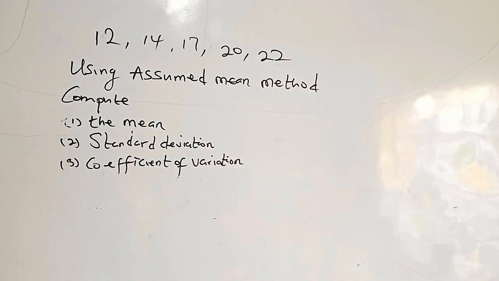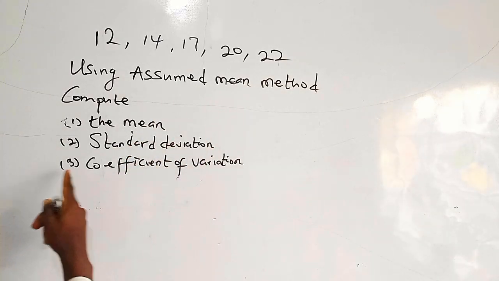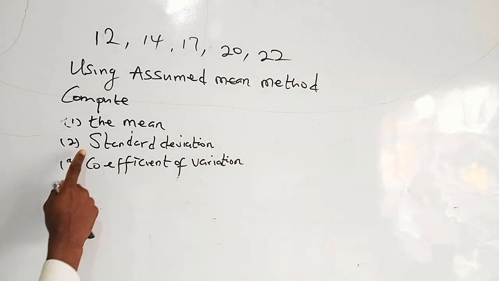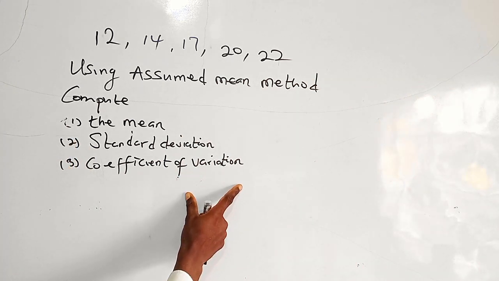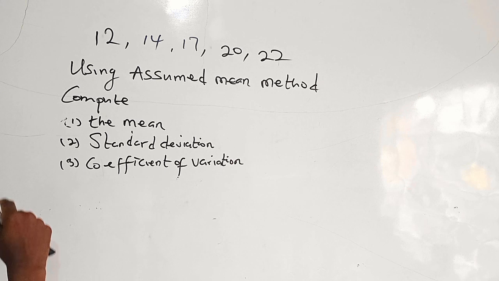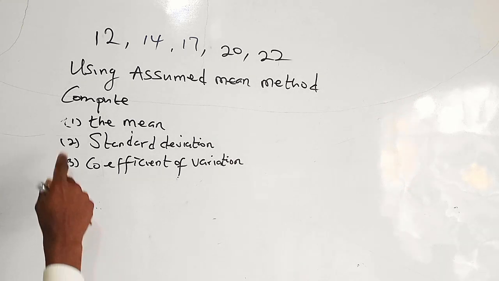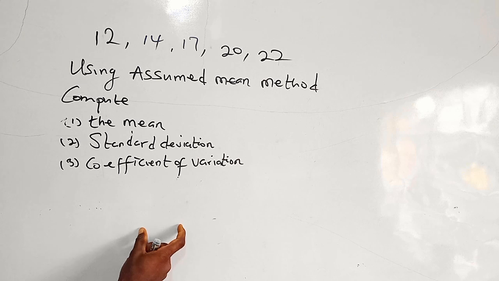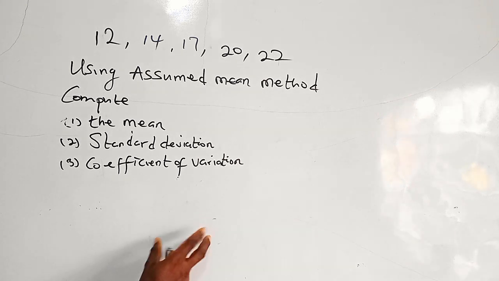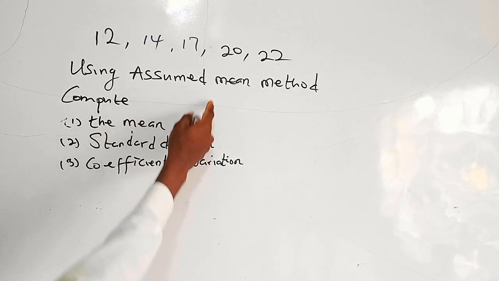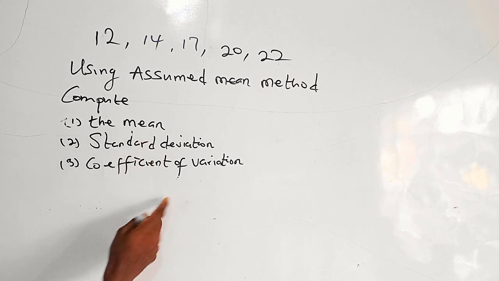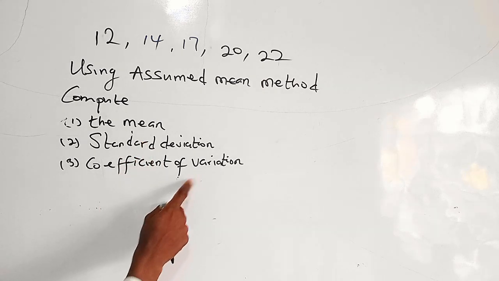Hi everyone. Today we're looking at how we use the assumed mean to compute our mean, standard deviation, and coefficient of variation. Assumed mean is a statistical method that is used to determine our arithmetic mean. When our arithmetic mean is not given, we use the assumed mean method to figure it out. And how do we do that?